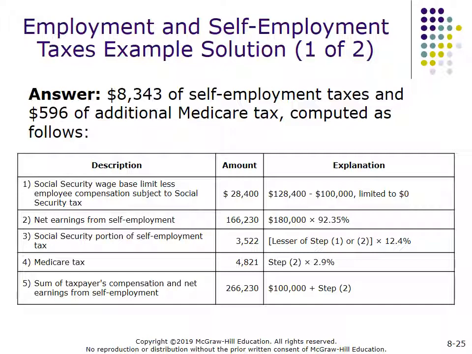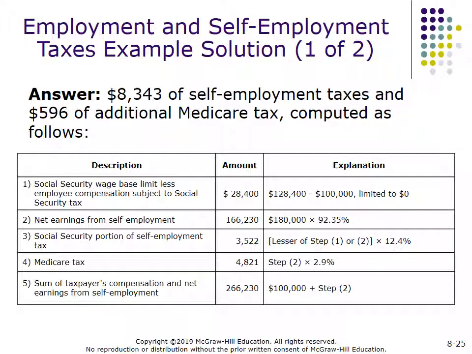Well, the first thing she would do is compute the amount of Social Security that she would be liable for. Of the $128,400, she's already paid on $100,000 of gross pay, so the remaining would be $28,400. Of the $180,000, 92.35% of those earnings are what are subject to self-employment tax.